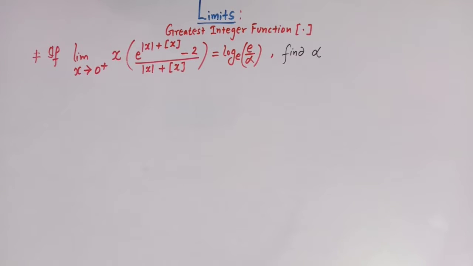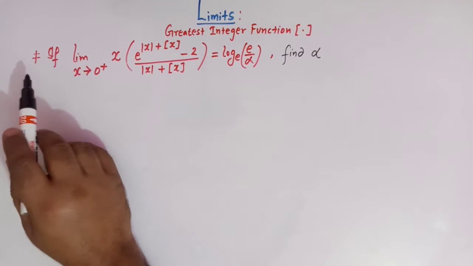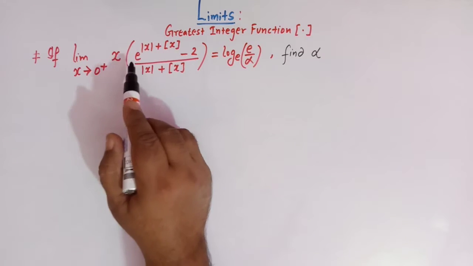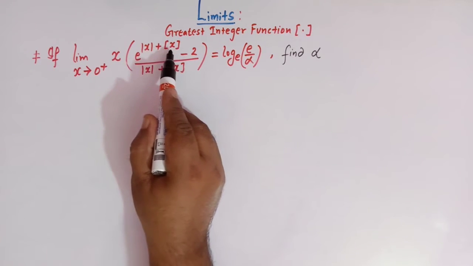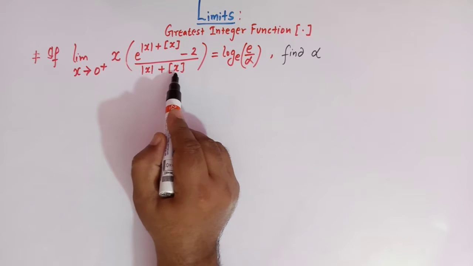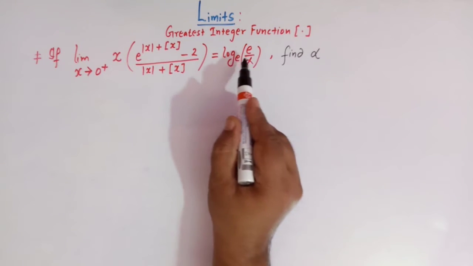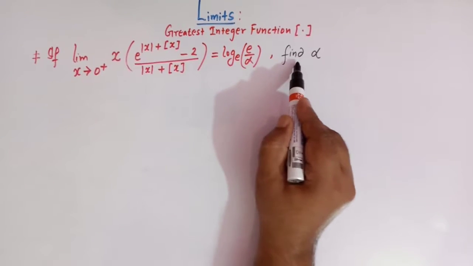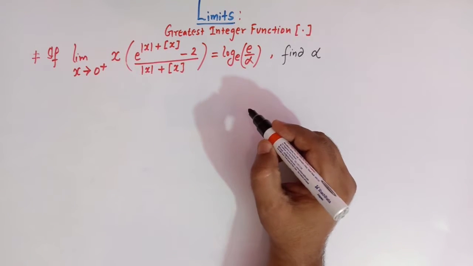Hello viewers, in today's class we are going to discuss a very important limit. Here we have a very conceptual problem from the concept of limits. The question is: limit x tends to 0 plus of (x times e raised to mod of x plus greatest integer of x, minus 2) divided by (mod of x plus greatest integer of x) is equal to log of e over alpha. And we have to find the value of alpha, where alpha is some real number.